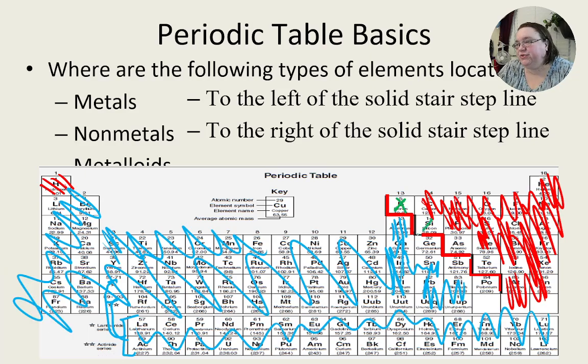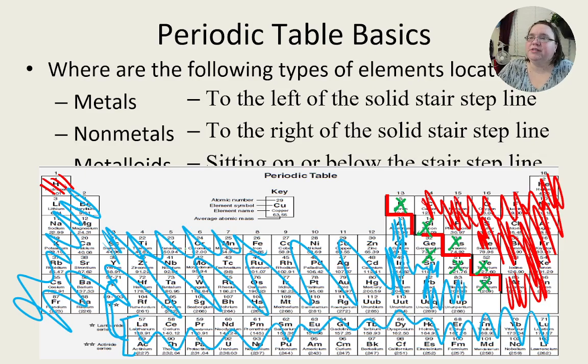They have to have two sides that touch the staircase, marking them with little green X's. They are sitting on or just below the staircase. Of course, the exception is our aluminum. So you will need to be able to easily identify, looking at an element's position, if it's a metal or a nonmetal.